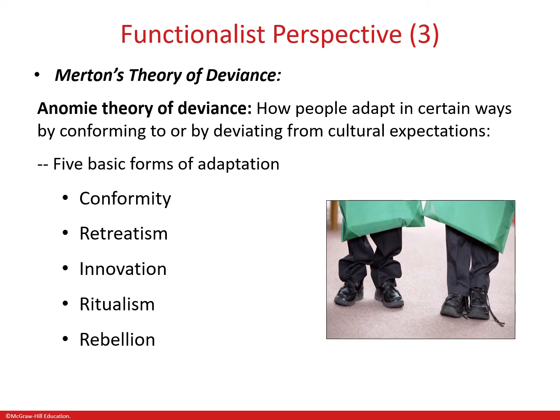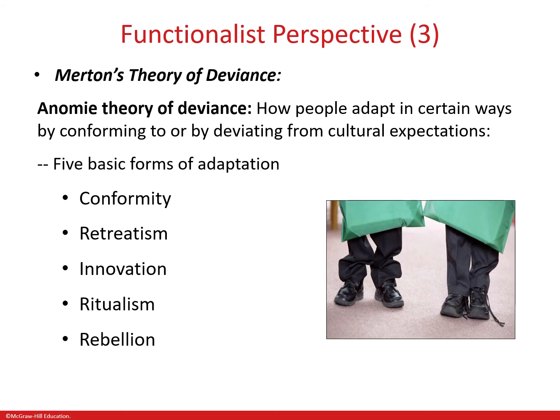That would be an example there too. The innovator is next, and an innovator accepts the goal. They would like to achieve success, but they may choose improper means to obtain them. So they want to achieve wealth, they want success, but they may do so by illegitimate means, by stealing, shoplifting, things like that. So that would be an innovator.